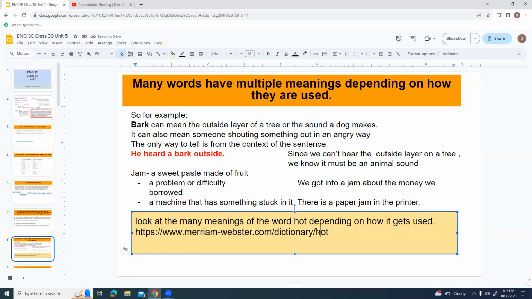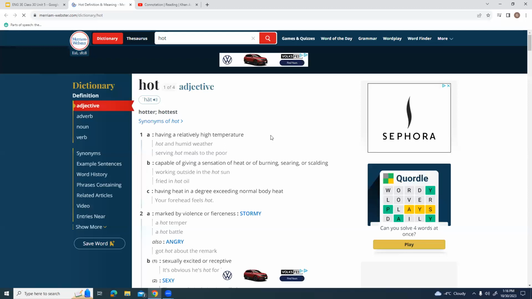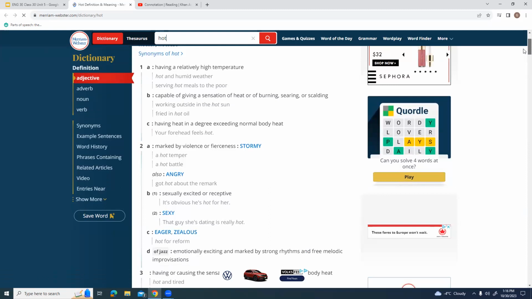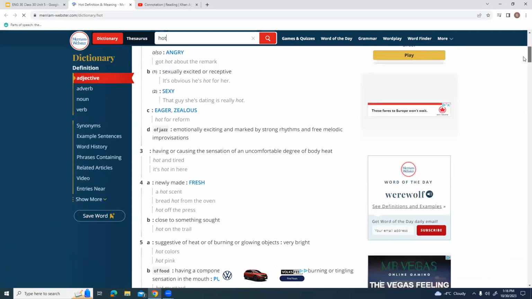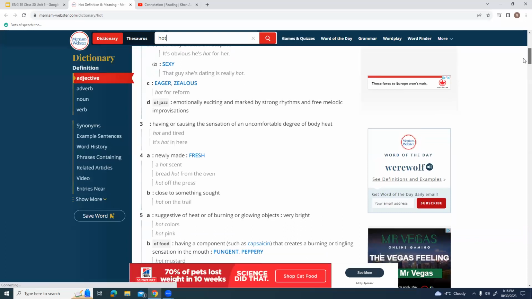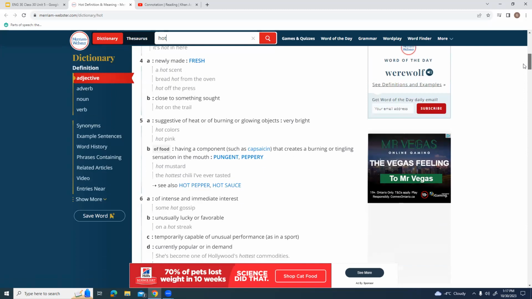Some words have lots of meaning. Okay, hang on. I'm going to quickly look at this just so you can see. So hot is one that has so many meanings. It's insane. We've got having a relatively high temperature, capable of giving a sensation of heat, burning, searing, or scalding, having heat in a degree exceeding the normal body heat, marked by fierceness or violence, or kind of like angry, sexually excited, eager or zealous, having or causing the sensation of an uncomfortable degree of body heat, fresh, bright or glowing, having a component that creates a burning or a spicy tingling sensation in your mouth.